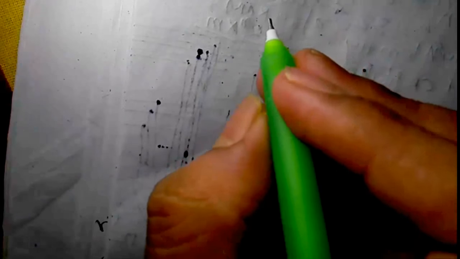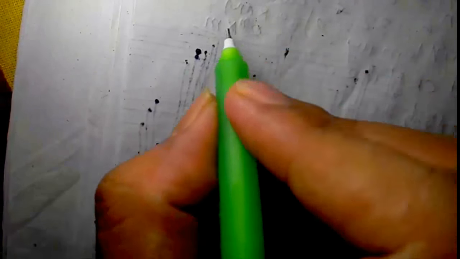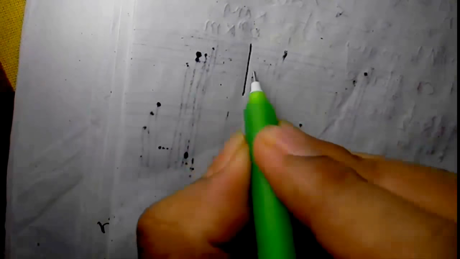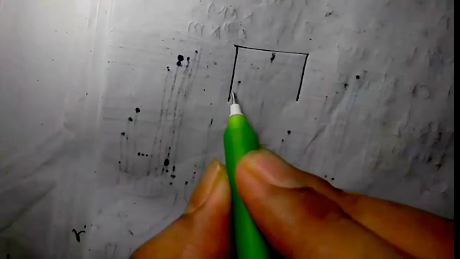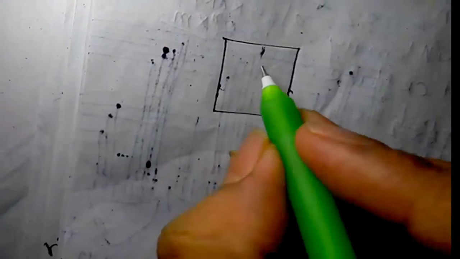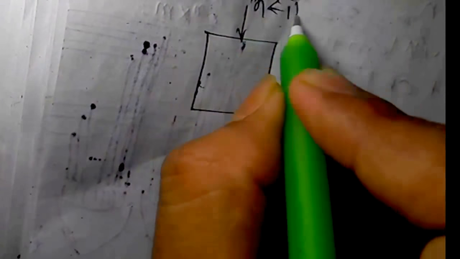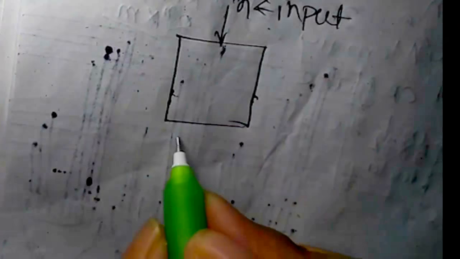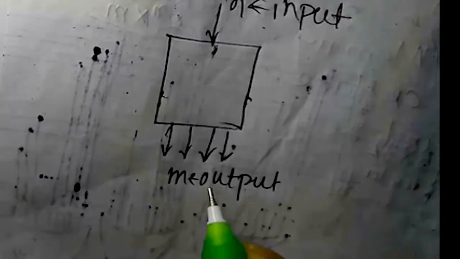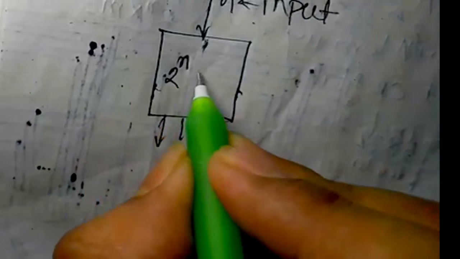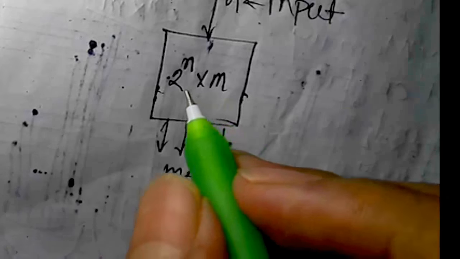So if we see a basic flow diagram of ROM, that is input n and output m. So the ROM is to be 2 to the power n into m, as we saw previously.